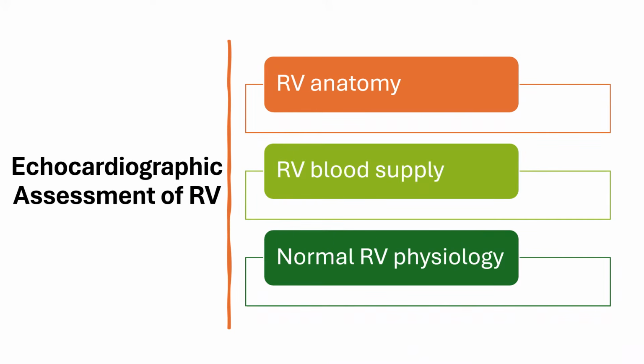Next, we talk and discuss echocardiographic assessment of the right ventricle. Before we get to the echocardiography of the right ventricle, it is important for us to understand the anatomy and blood supply, followed by RV physiology.